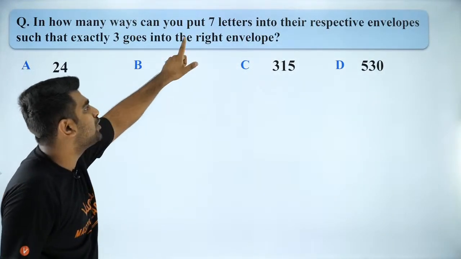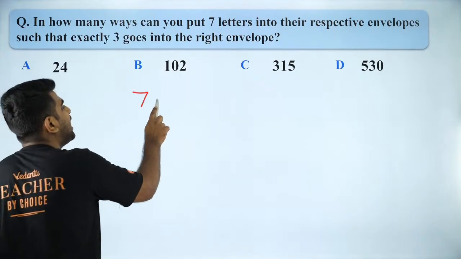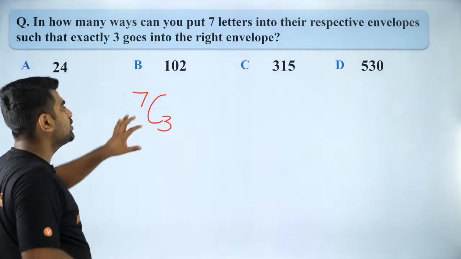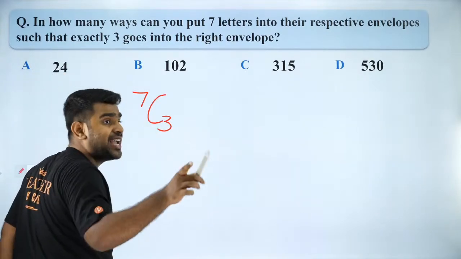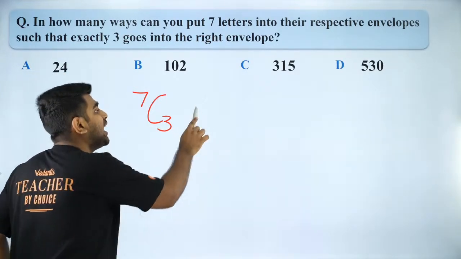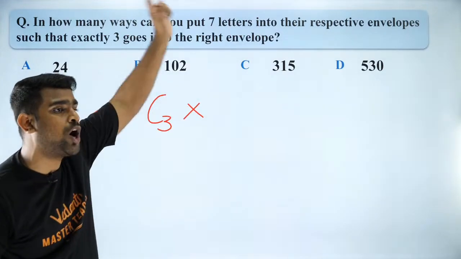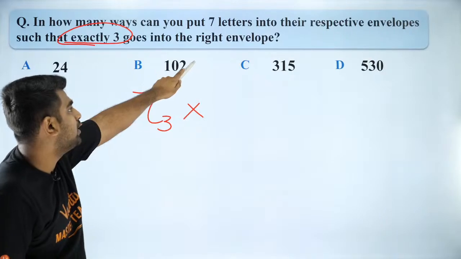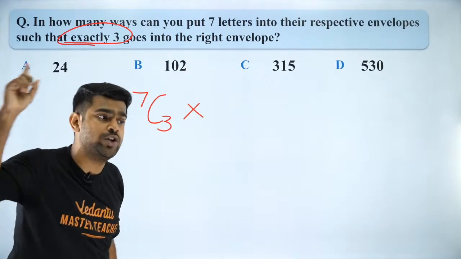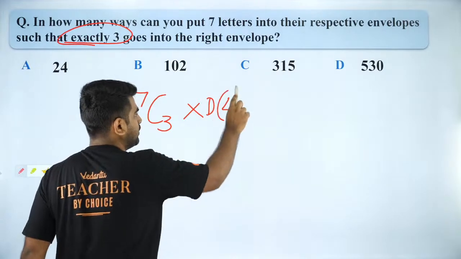3 are going to the right envelope. So from 7, I will choose 3, because those 3 will go to the right envelope. And when I say and, what should I do? When I say and, I have to multiply. And 4 letters are going wrong, because exactly 3 go to the right. That means the remaining 4 are going wrong. So the remaining 4 are deranged.